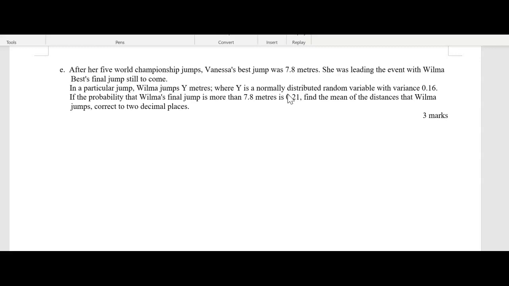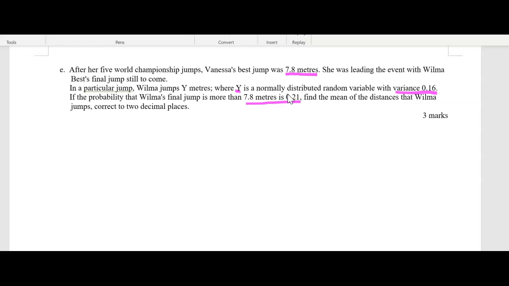Let's highlight. So Vanessa's best jump, 7.8. And we're going to use Y to represent Wilma's normal distribution. So we've got a variance of 0.16. If the probability that Wilma's jump is more than 7.8 meters is 0.21, find the mean of the distances that Wilma jumps, correct to 2 decimal places. All right, so let's just think about this. I don't think that first sentence plays any role in the working out. It's probably just to compare Wilma to Vanessa.